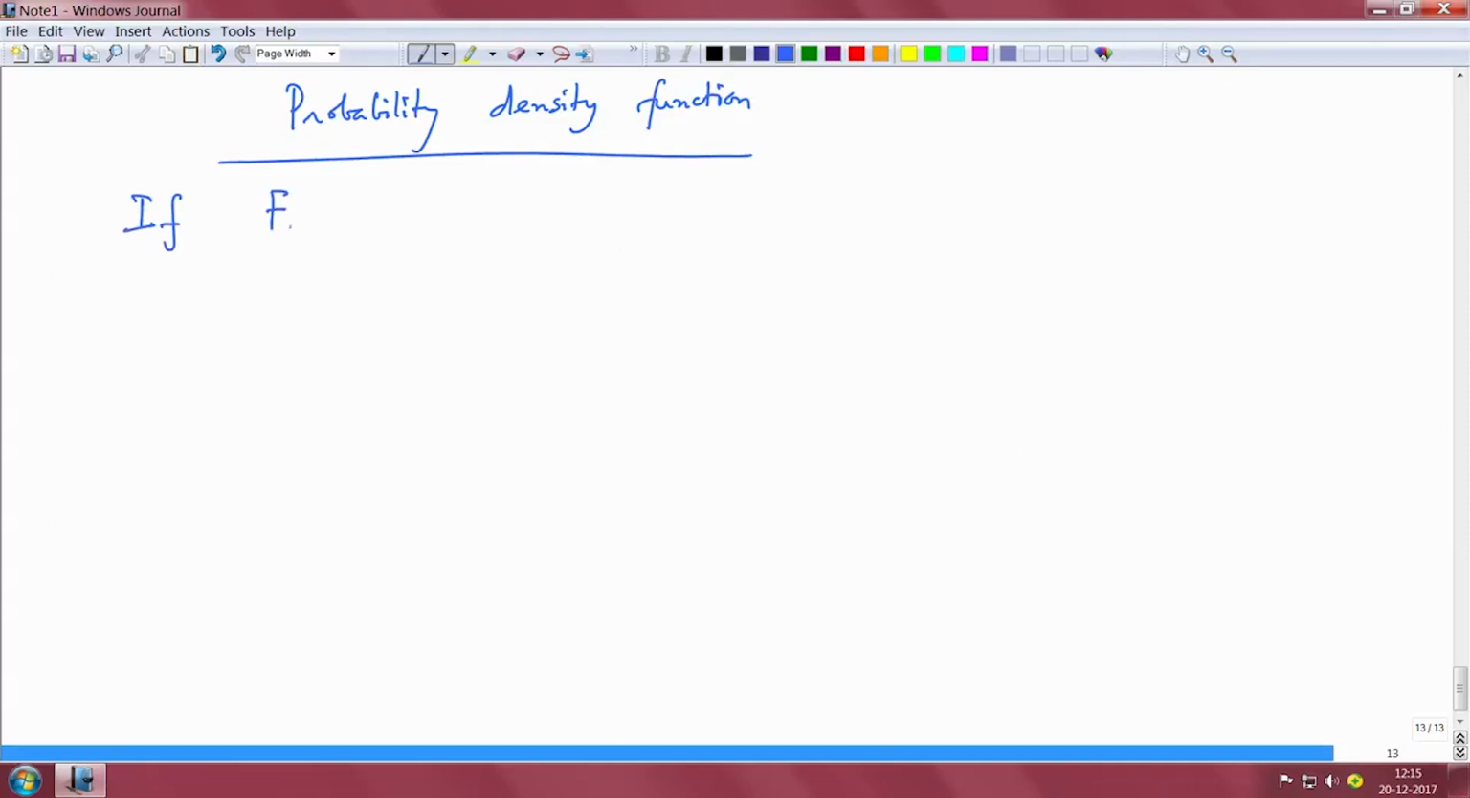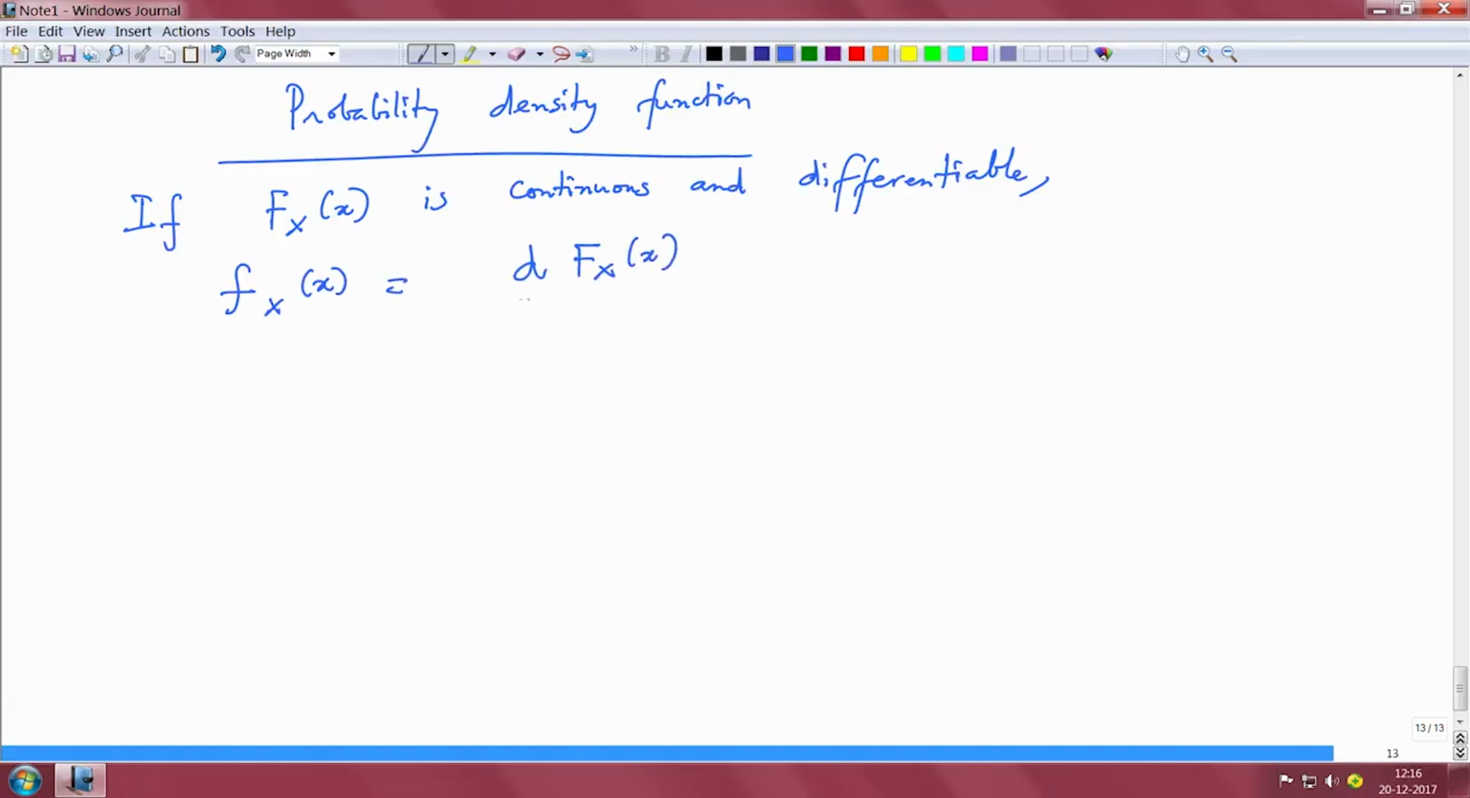If the probability distribution function is continuous and differentiable, then the density function is basically the derivative of the probability distribution function, and we assume that the derivative exists. So, therefore, we can take the derivative. The properties of the probability density function are as follows. One, the probability density function is non-negative.